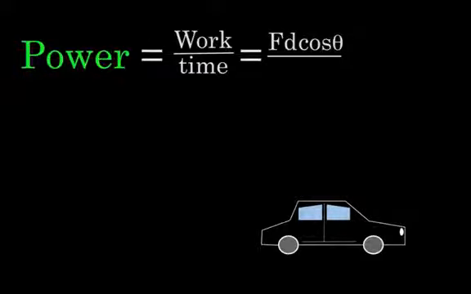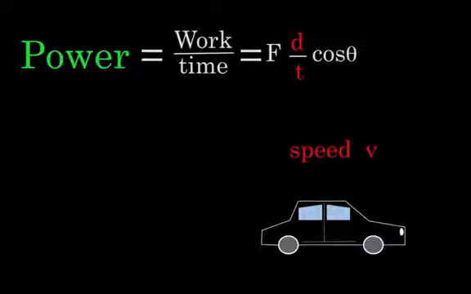What is the equation for power? It is F d cosine theta over t. Now, what is d over t? d over t is v, velocity. Now, we can replace d over t by velocity. So, it is F v cosine theta.